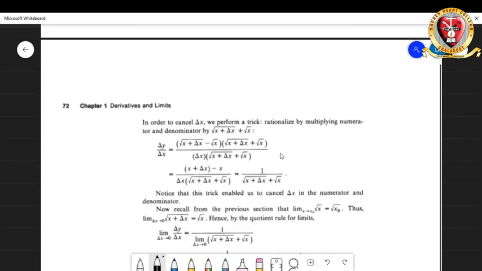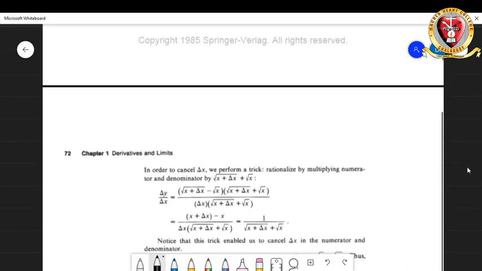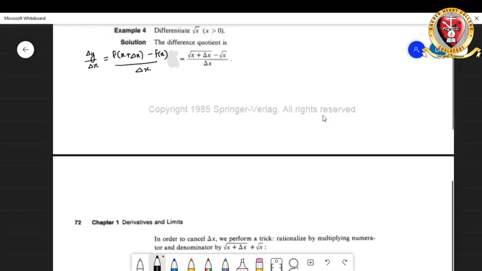So in order to cancel delta x from that, what do we do? We rationalize the denominator by multiplying both the numerator and denominator by root x plus delta x plus root x. Why? Because we have to rationalize this guy sitting here, the numerator. So you have to multiply it with a term having the plus sign here.